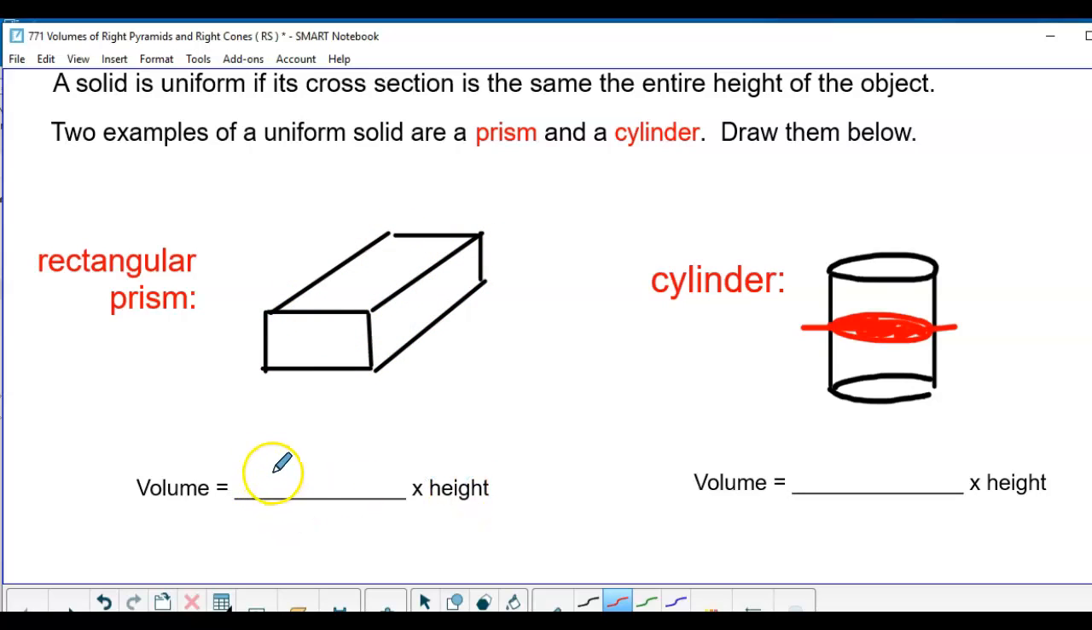So how do you get the volume? You're going to take the area of the base and multiply it by the height, because basically you're filling in with a whole bunch of those areas. Here, a whole bunch of the circles. So that's going to be the area of the base times the height. Now, for a cylinder, the area of the base is always pi r squared. So that is always going to be the volume of a cylinder, whereas for a prism, it depends on what the base is. It could be a rectangle, a hexagon, whatever the base is.